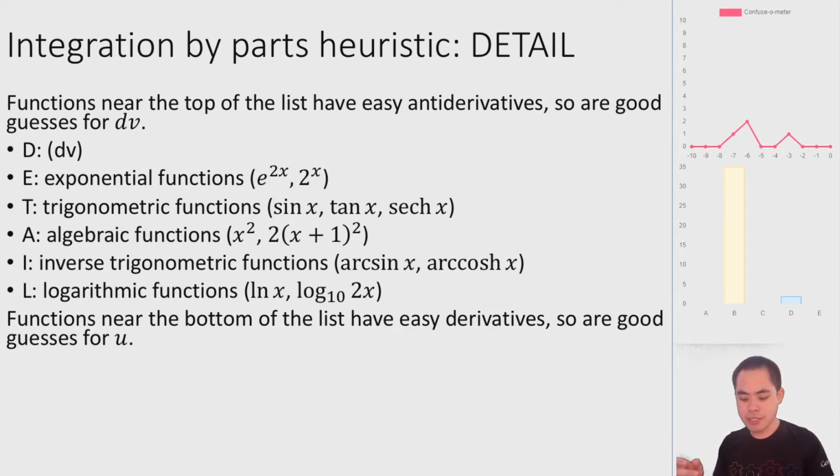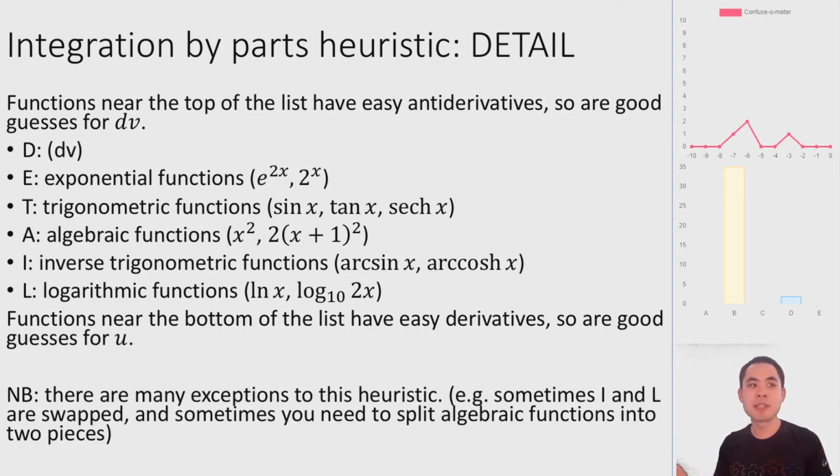Note that there are some exceptions to these heuristics. So sometimes the I and the L are swapped. So sometimes you need to do an integration by parts where you swap a couple of these things. And this is just a heuristic. And sometimes you need to split a single algebraic function into two pieces, if the two pieces are both about the same level of easiness for derivatives versus antiderivatives. But the basic idea is, as a general rule of thumb, you want your dv to be easy to integrate, and you want your u to be easy to differentiate.